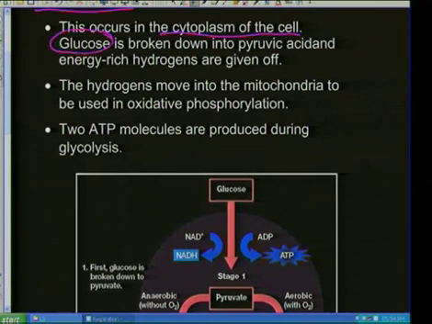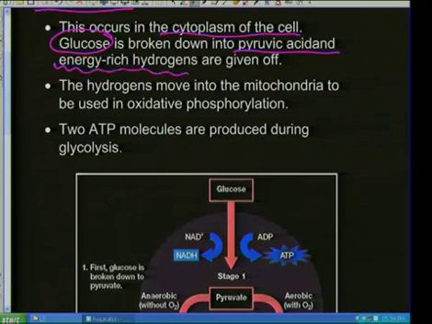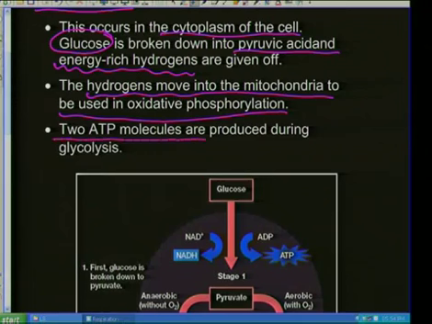What happens during glycolysis? The glucose is broken down into a compound called pyruvic acid. And while the glucose is broken down, energy-rich hydrogens are given off in that time. The hydrogens move into the mitochondria to be used in oxidative phosphorylation. We'll talk about that later. It's not discussed here. We are talking about glycolysis. We're just telling you what will happen to the hydrogens later. During this phase, 2 ATP molecules are produced.